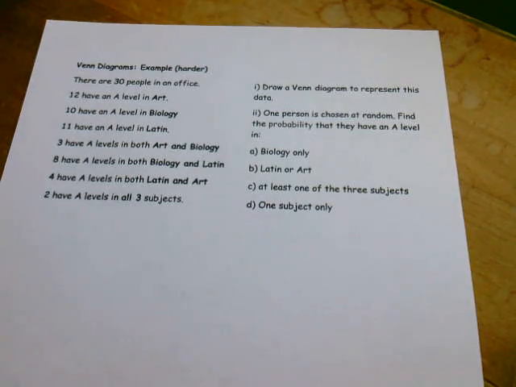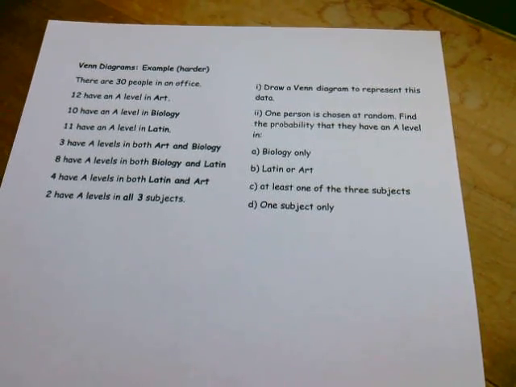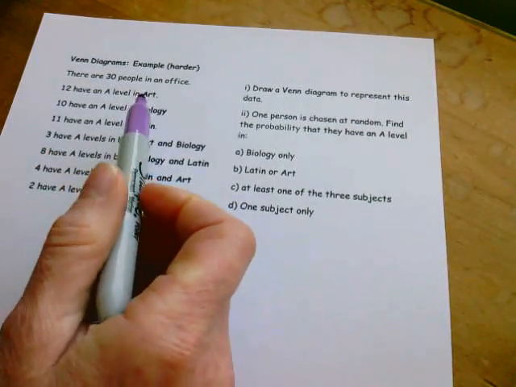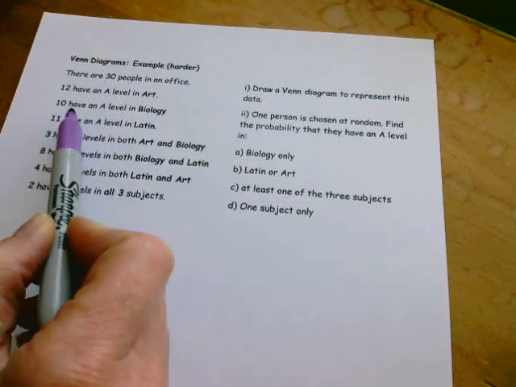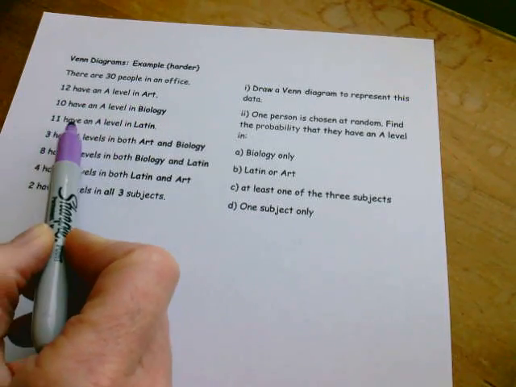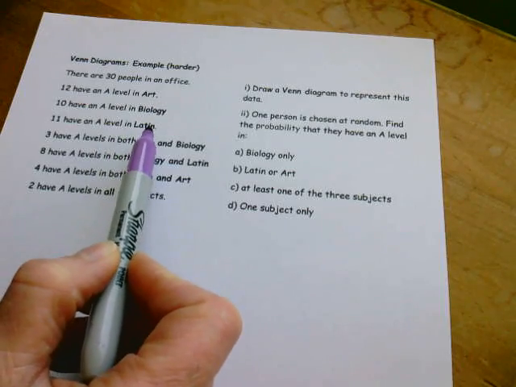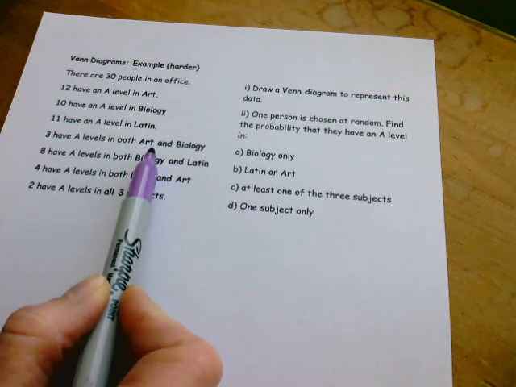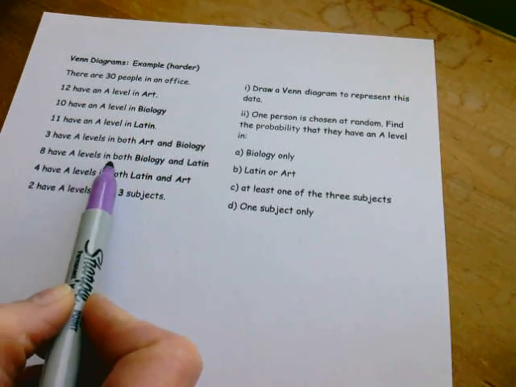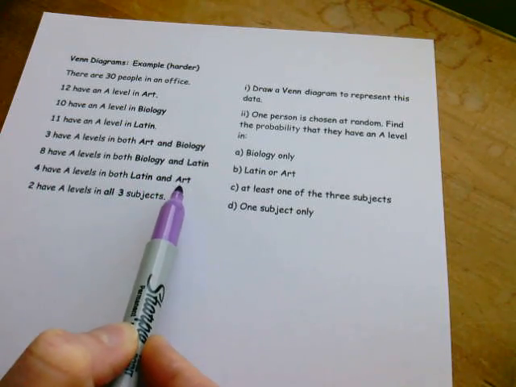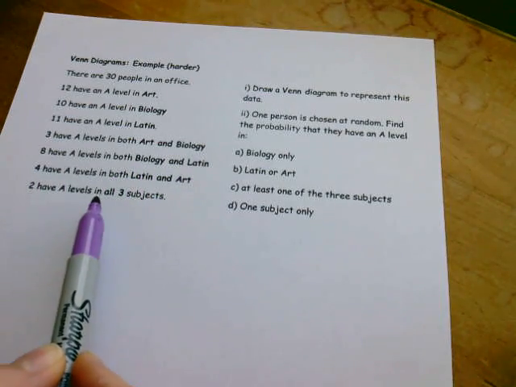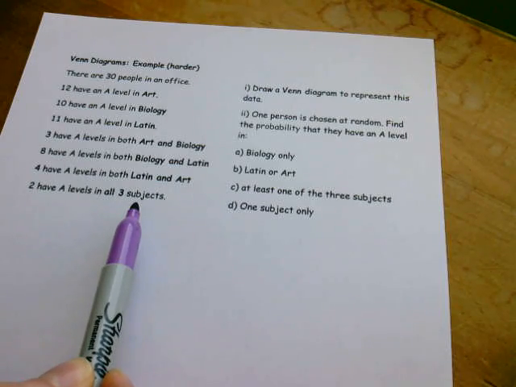Okay, we're going to look at a slightly harder question with Venn diagrams now. I'll start by reading through the question. So there are 30 people in an office. 12 have an A-level in art, 10 have an A-level in biology, 11 have an A-level in Latin, 3 have A-levels in both art and biology, 8 have A-levels in both biology and Latin, 4 have A-levels in both Latin and art, and 2 have A-levels in all 3 subjects.